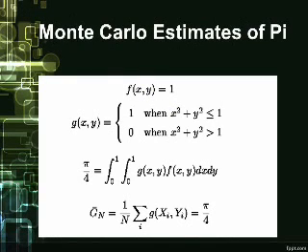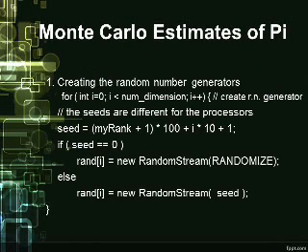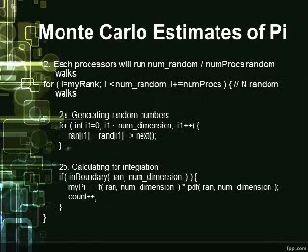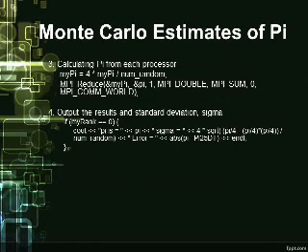This is a mathematical expression of the Monte Carlo algorithm to estimate the value of pi. Let's move to the pseudocode of the Monte Carlo algorithm to estimate the value of pi. In the beginning, we create a random number generator. Second, each processor will run a number of random walks. Then we calculate pi from each processor. Lastly, we output the result and the standard deviation sigma.